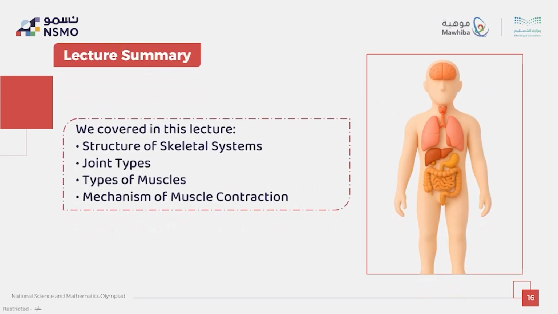So let's recap what we have learned so far. Today we learned skeletal structure, joint types, muscle types, and the mechanism of muscle contraction and energy production. And we understand that the relationship between bone, joint, and muscle is the foundation of body movement.